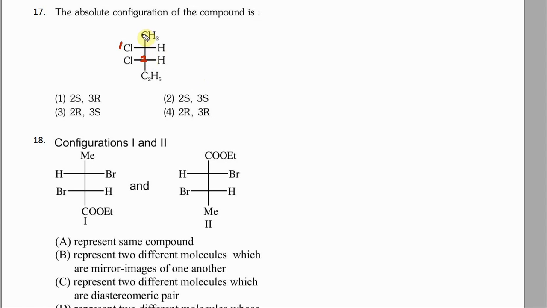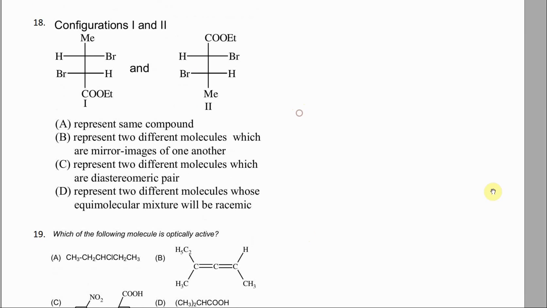Priority 1, priority 2, priority 3. 1, 2, 3 anti-clockwise. Yes, hydrogen is here, so it is R. Similarly, for this one, this is going to be priority 1, this is priority 2, this is priority 3. 1, 2, 3 looks R, but it's going to be S. So 18 is going to be, sorry, 17 is going to be Charlie. The 18th one.